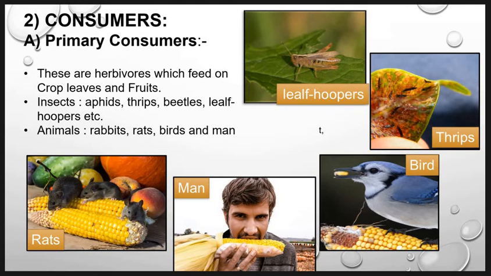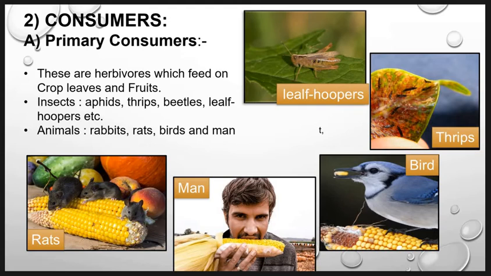Then the consumers. The consumers are classified into three trophic levels: primary consumers, secondary consumers, and at the top, tertiary consumers. The consumers are herbivores or carnivores. Let's start with primary consumers. These are the herbivores which feed on crop leaves and fruits. Primary consumers are represented by a variety of animals, big as well as small.